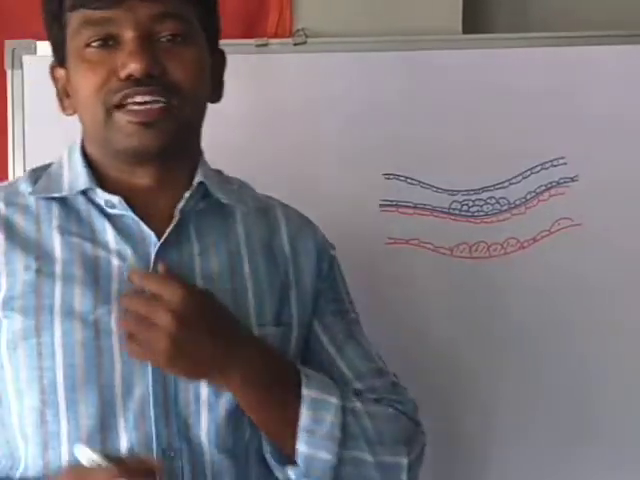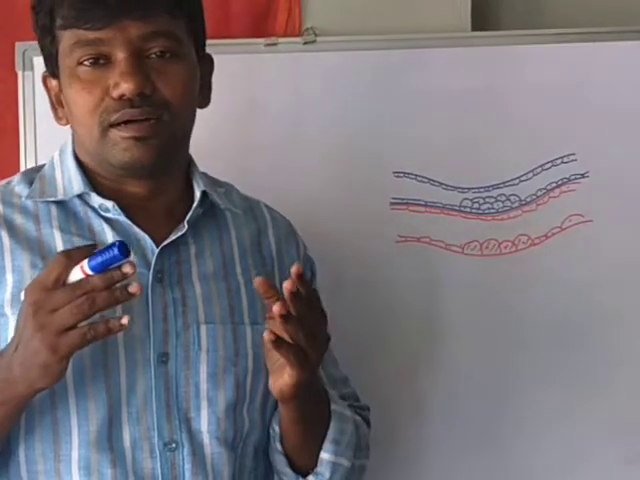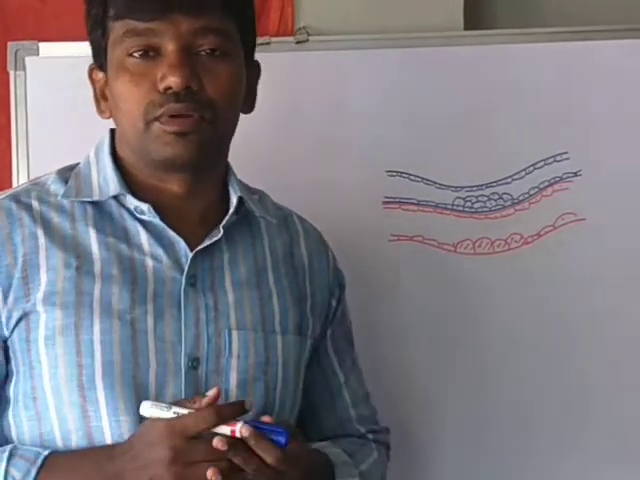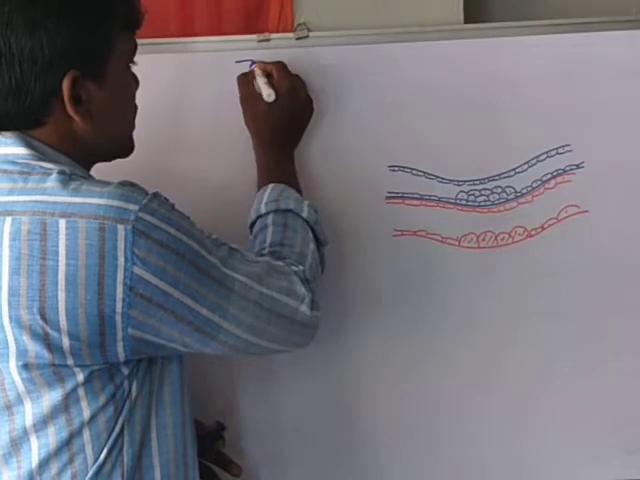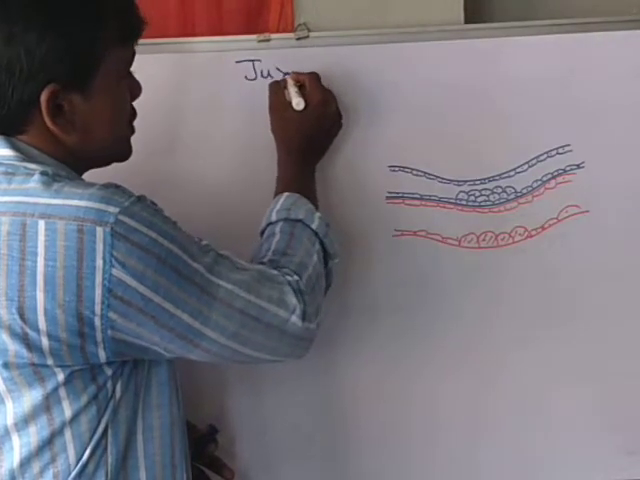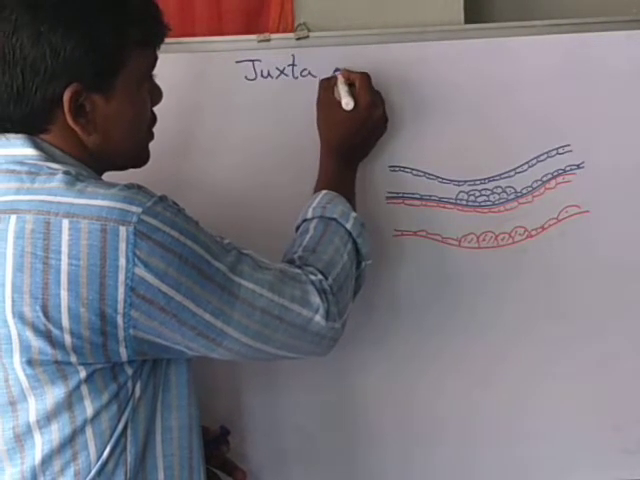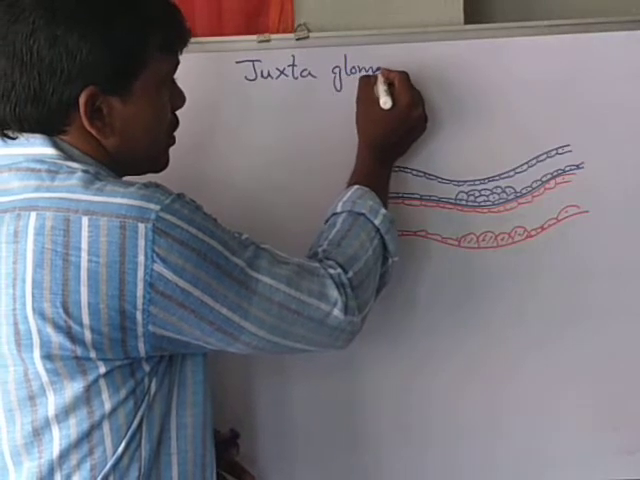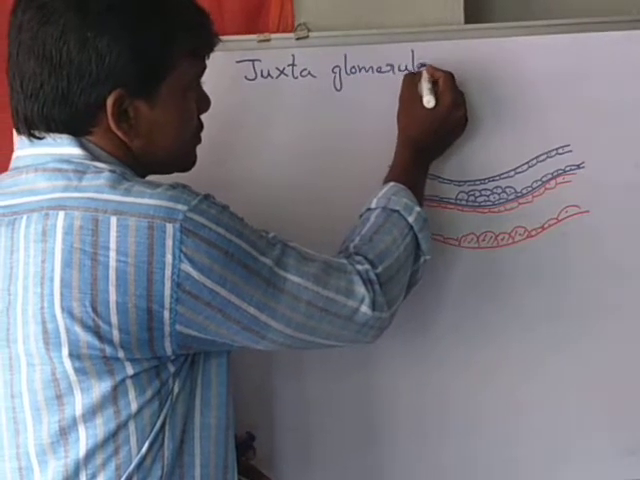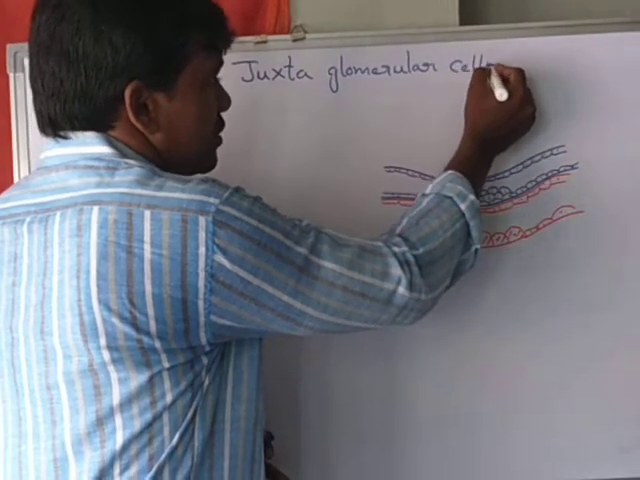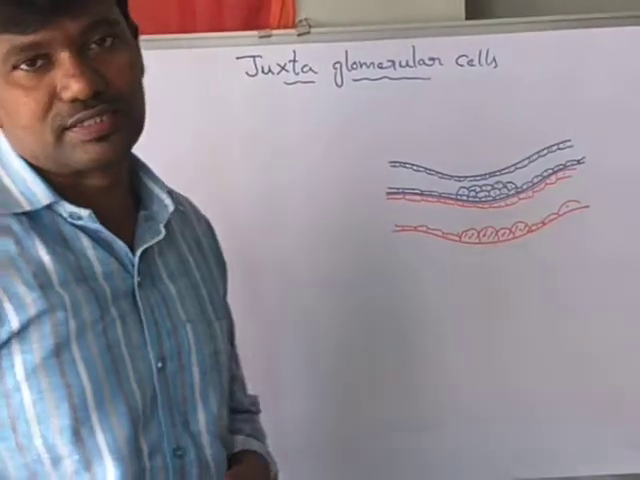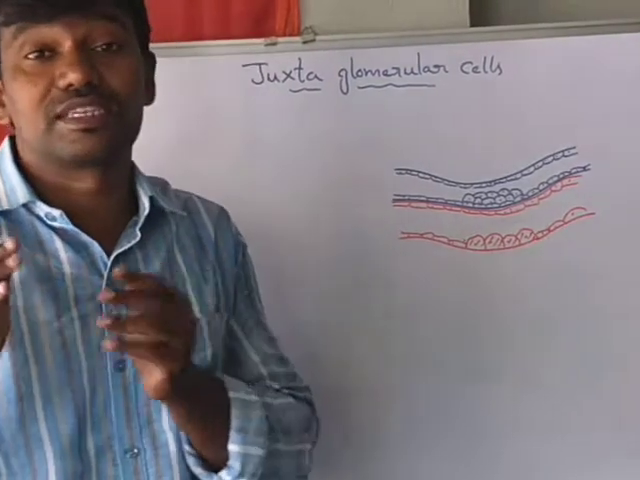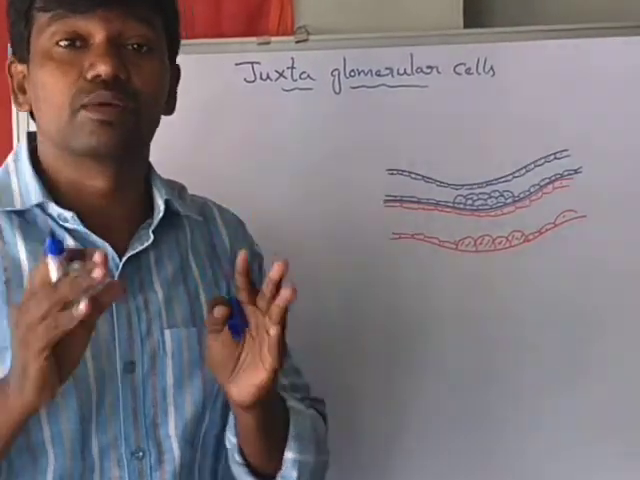Okay, in this video I explain about the juxtaglomerular cells. So what is it about the juxtaglomerular cells? Juxtaglomerular cells play a main role in the kidney.